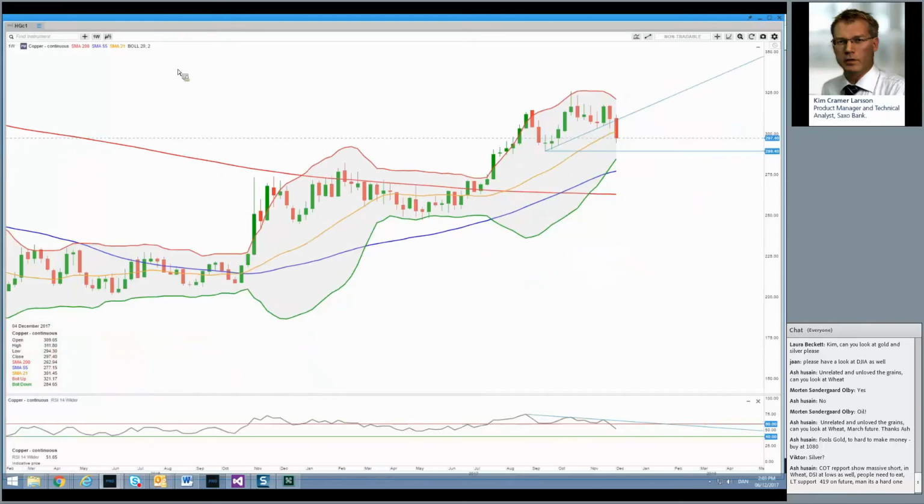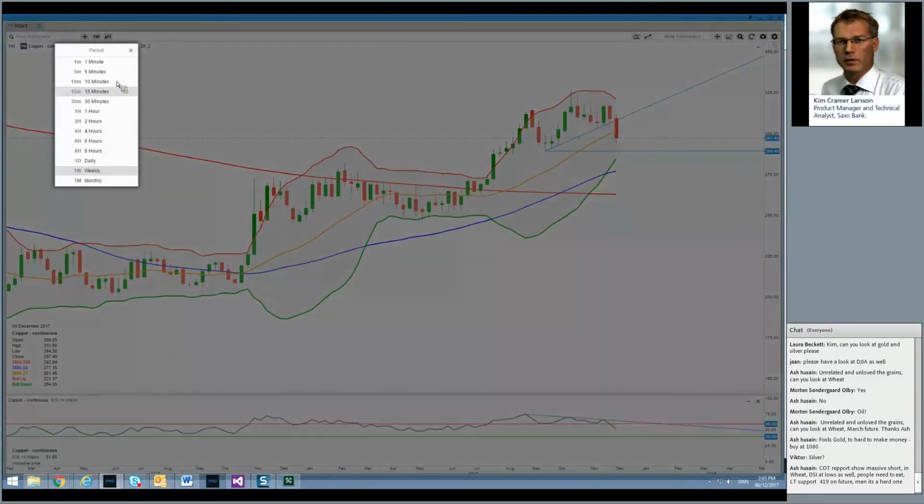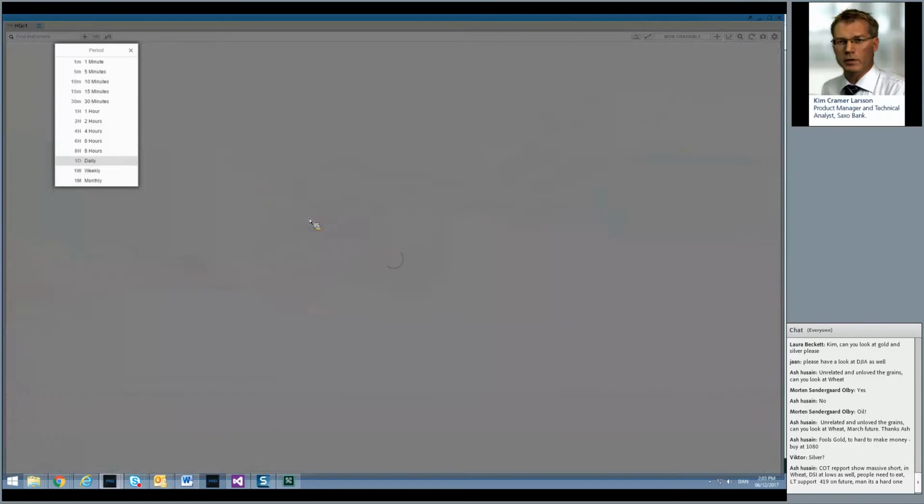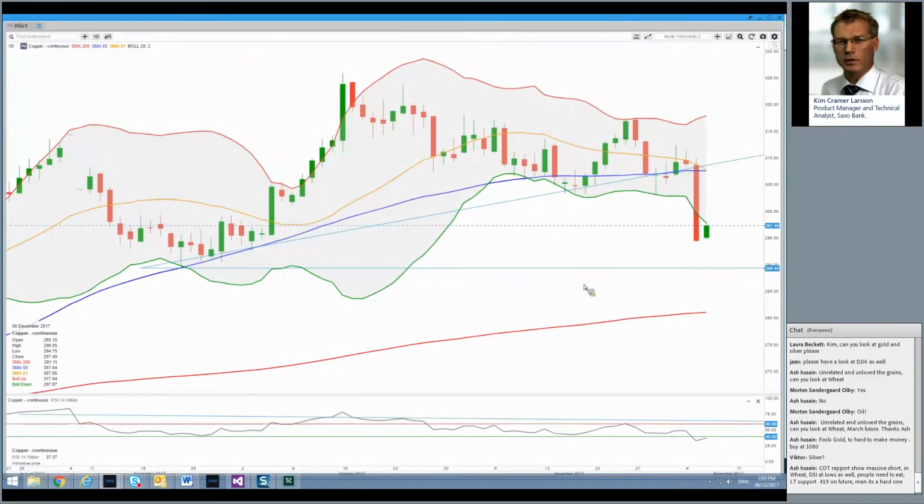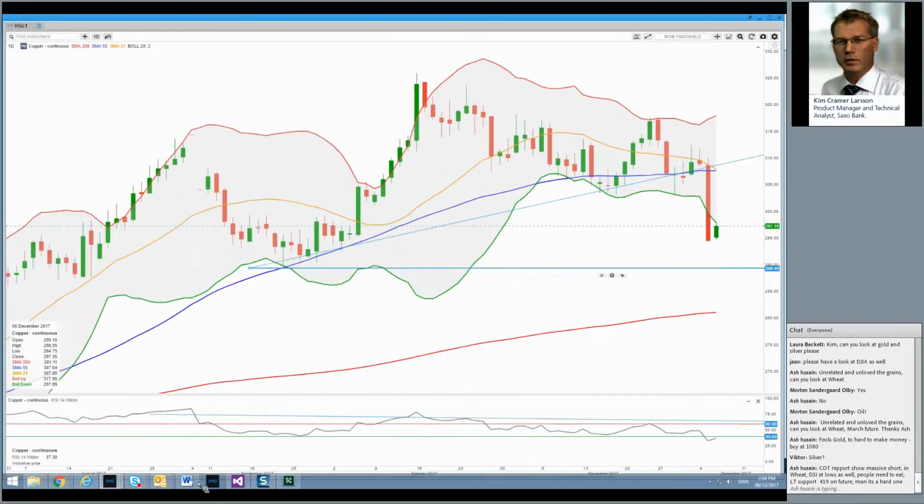That was the bigger picture. Now we have the daily, more or less the same. It's been dropping a little bit here lately, trying to recover, got hammered down. I think we will test this 289 to 290 within a few days.